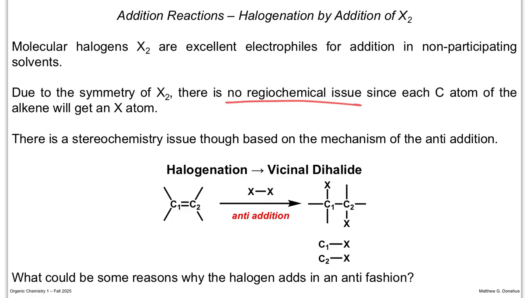So overall, from the face of the alkene, you get X adding from the top face, and then the other X adding to the bottom face.